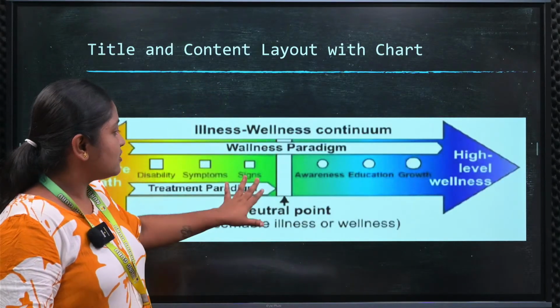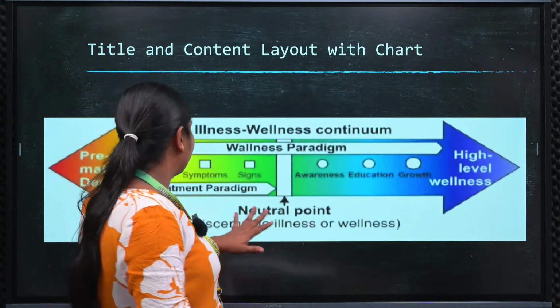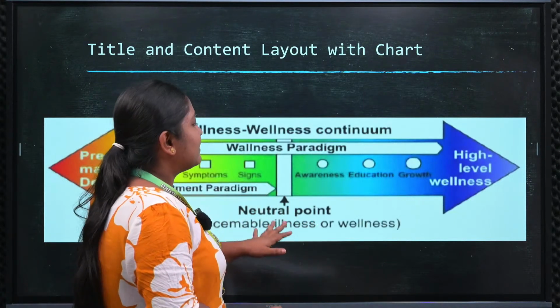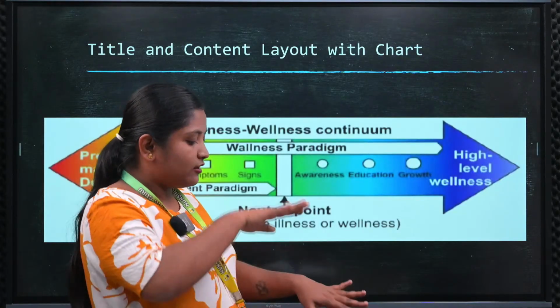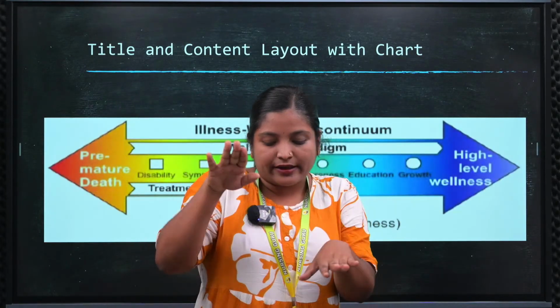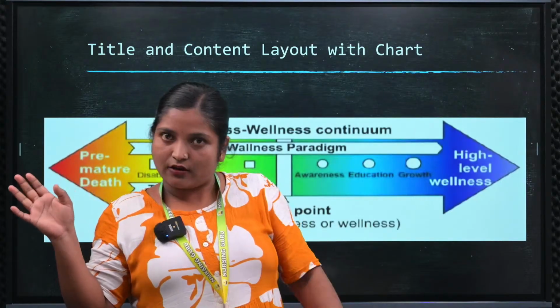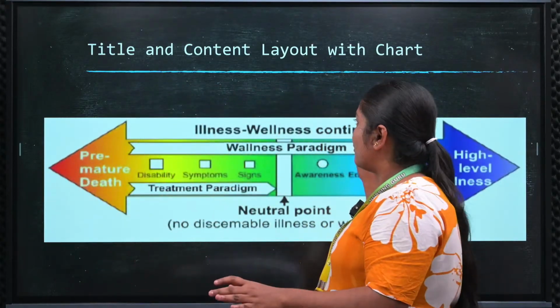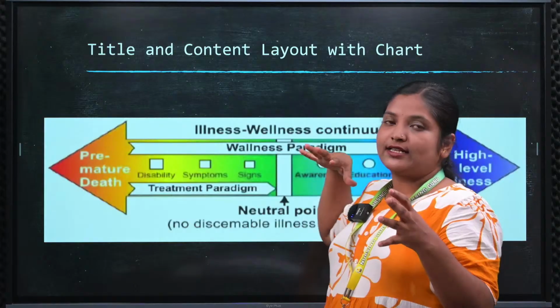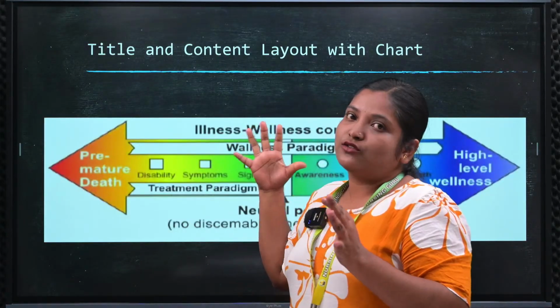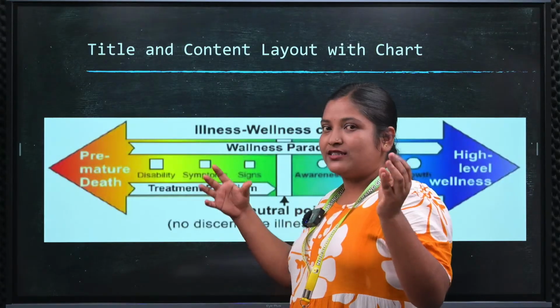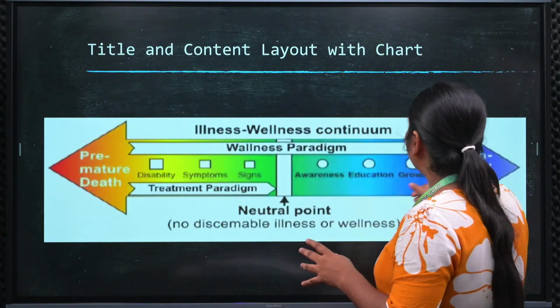Next we can see the neutral point. Dear students, here you can see the neutral point. Here there is no illness or wellness, so you can't see any fluctuation or variation between illness and wellness. Understanding? I explained all this in detail in yesterday's class, so you can go and watch it also. It's a small recap about this.